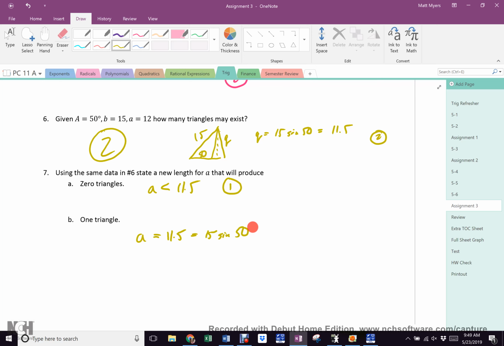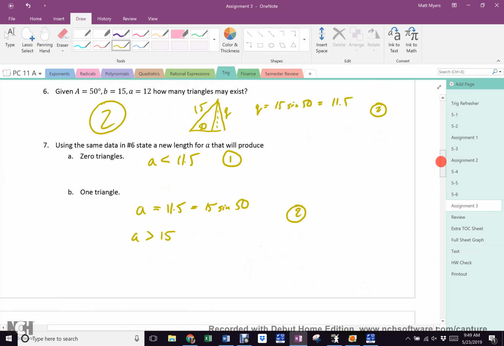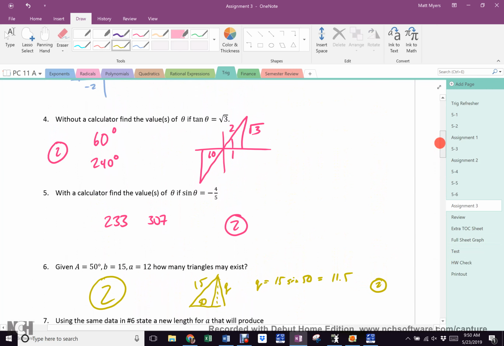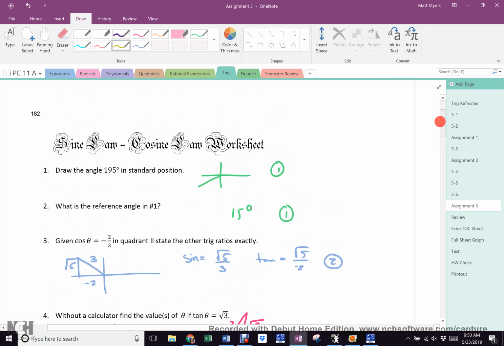Yes. And A would have to be what? What makes this giant triangle? If A is greater than what? 15. Right? So that's worth 2 marks. Making this whole first page, if I'm not mistaken, out of 2, 4, 5, and 4 is 9, 11, 13.